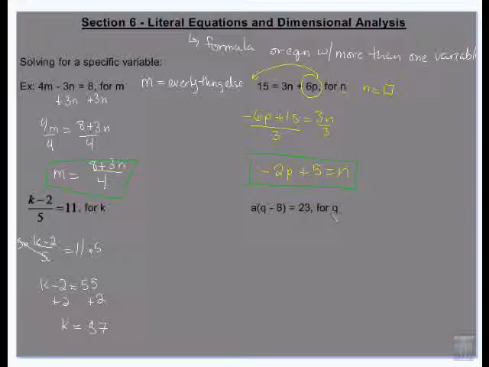Okay, I want to get q by itself. So if this is a times q minus 8, I want to get rid of this a first. So I'm going to divide by a. So q minus 8 is equal to 23 over a. And I want to get rid of that 8. So I'm going to add 8 to both sides, or I can just pick it up and move it. To get q is equal to 23 over a plus 8.